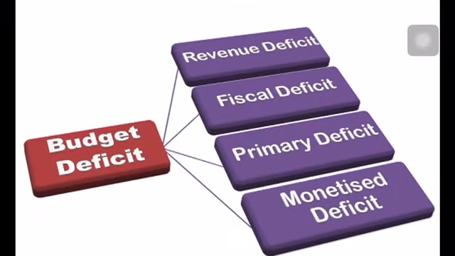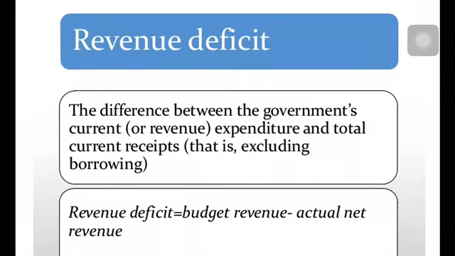Tax buoyancy, tax elasticity and Laffer curve. So the next part is budget deficit. Budget deficit is again categorized into revenue deficit, fiscal deficit, primary deficit, and monetized deficit. First, one by one, let me take each and every deficit. First one is revenue deficit.